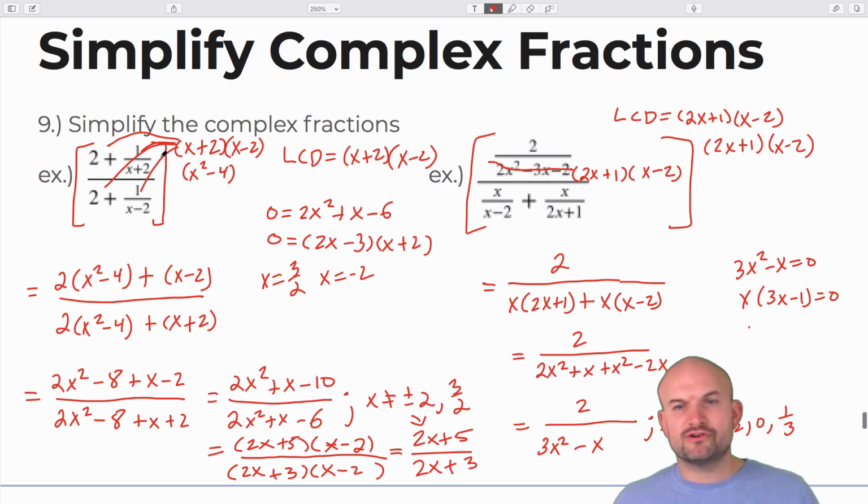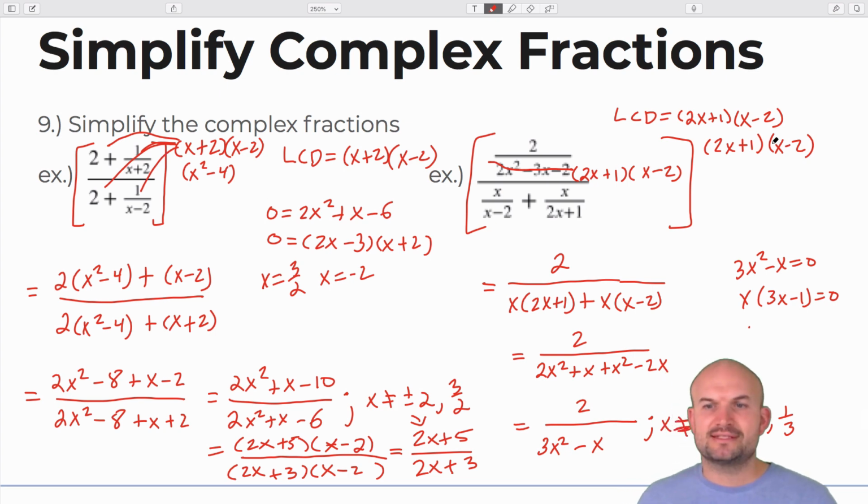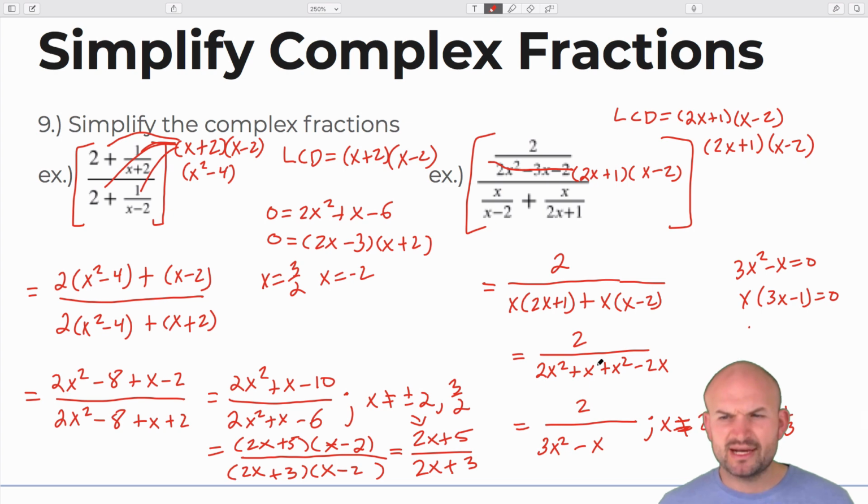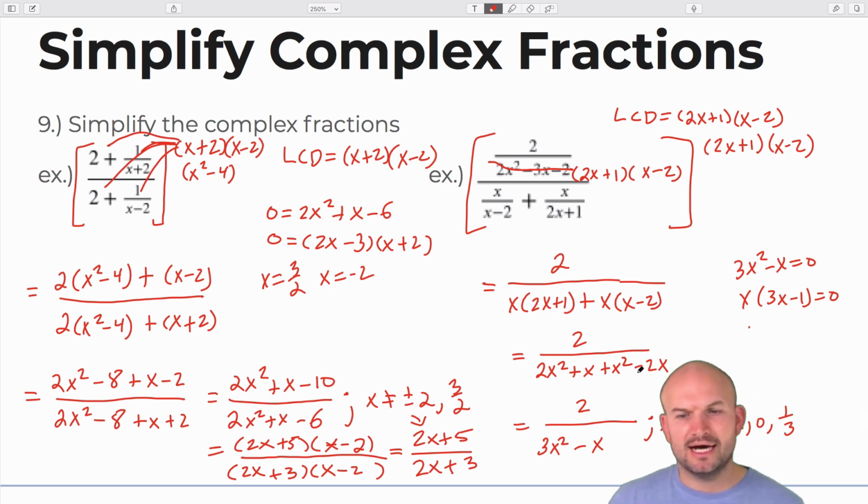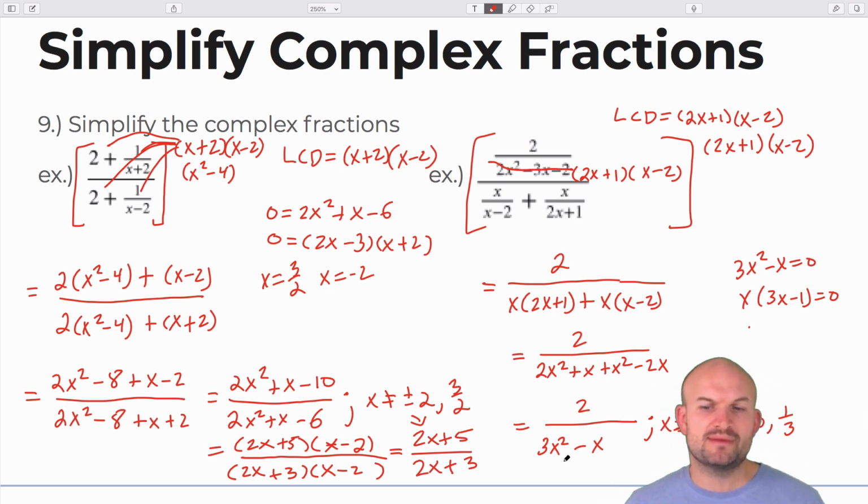You can show this distributive property, guys, but obviously if this is in the denominator and you're multiplying it by this, those are going to divide out, leaving you just with the number 2. Here, the x minus 2's divide out. Here, the 2x plus 1's divide out. So that leaves me with x times 2x plus 1, and then x times x minus 2. When I go ahead and combine my like terms, I get 2 over 3x squared minus x.